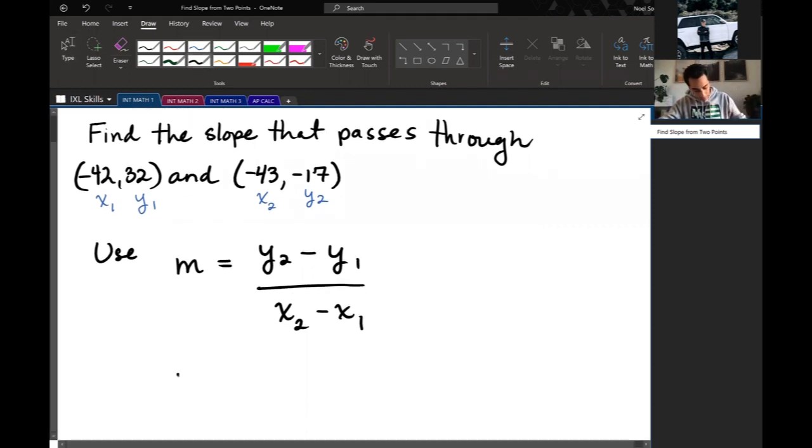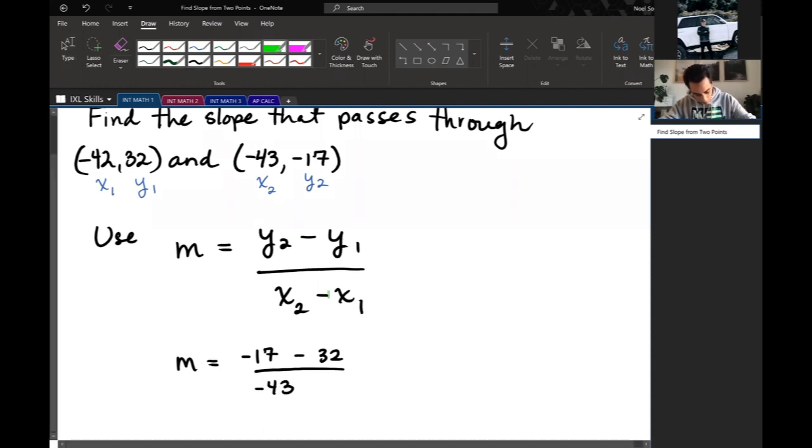So let's go ahead and do that. So m will equal y2, which is negative 17, minus y1. y1 is 32. So we just substitute 32. In the denominator, now I have x2, which I need to substitute. x2 is negative 43. Then I have a subtraction sign.